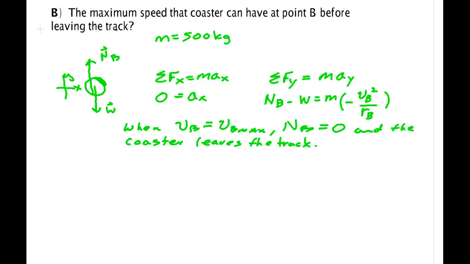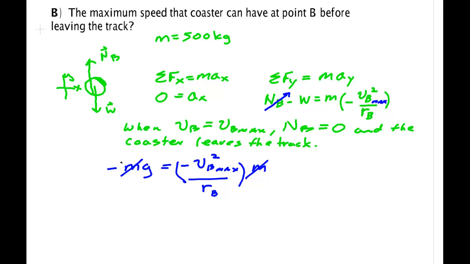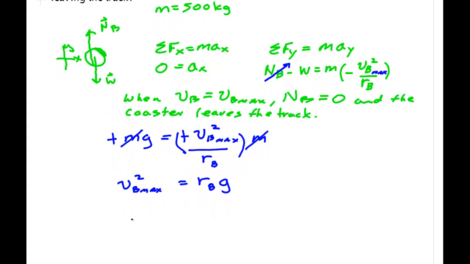We want to make this go to 0, and we want this to be at the max. You might want to just write this as a separate line. So we have minus mg is equal to minus VB max squared over RB times m, and the m's cancel and the minuses cancel, and we get VB max squared is RB times g. There's two roots, one indicating it moves in the positive x direction, one in the negative. It doesn't care. This is really speed. So we're taking the positive root.